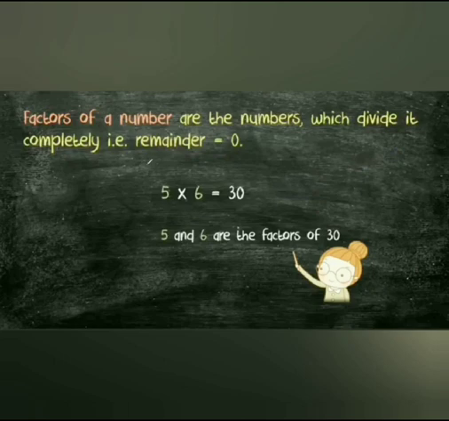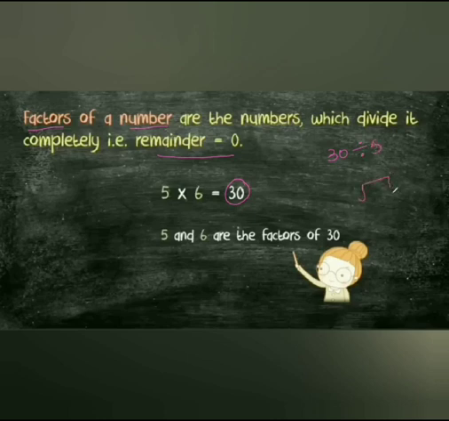Dear students, today in this video we are going to study about factors. Factors are the numbers which divide a number completely. That means there is no remainder left. For example, I have a number that is 30. When 30 is being divided by 5, let's divide 30 by 5. 5 sixes are 30. That means there is no remainder left. So we can say that 5 and 6 are the factors of 30.